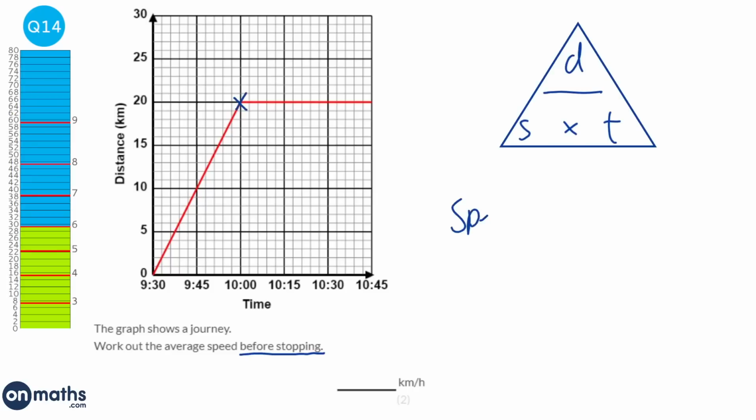So the average speed will be the total distance, which would be 20, over the total time. So 9:30 to 10 will be 30 minutes, but since our units will be kilometres per hour, we need that in hours, which will be a half. And 20 divided by a half is going to be 40. So our answer is going to be 40 kilometres per hour.